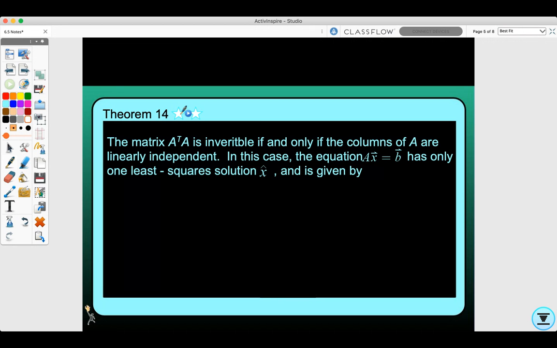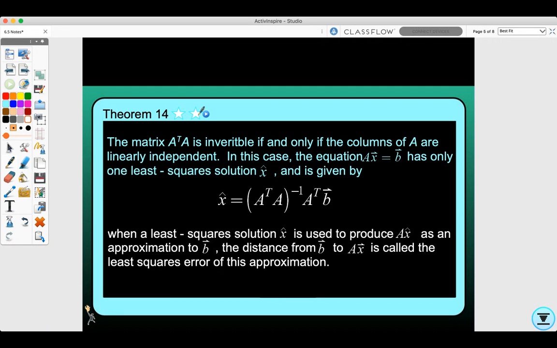Theorem 14. The matrix A transpose A is invertible if and only if the columns of A are linearly independent. In this case, the equation Ax equals b has only one least squares solution, x hat, and it is given by x hat equals A transpose A inverse times A transpose b. When a least squares solution x hat is used to produce A x hat as an approximation to b, the distance from b to A x hat is called the least squares error of this approximation.